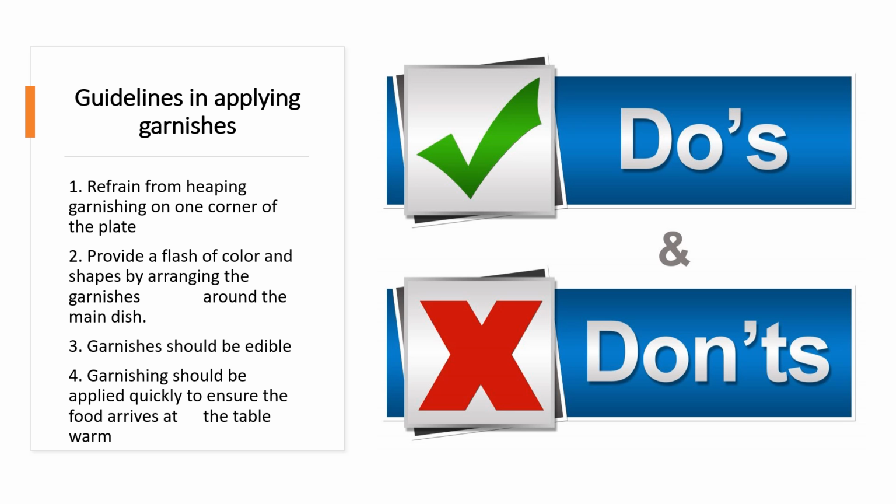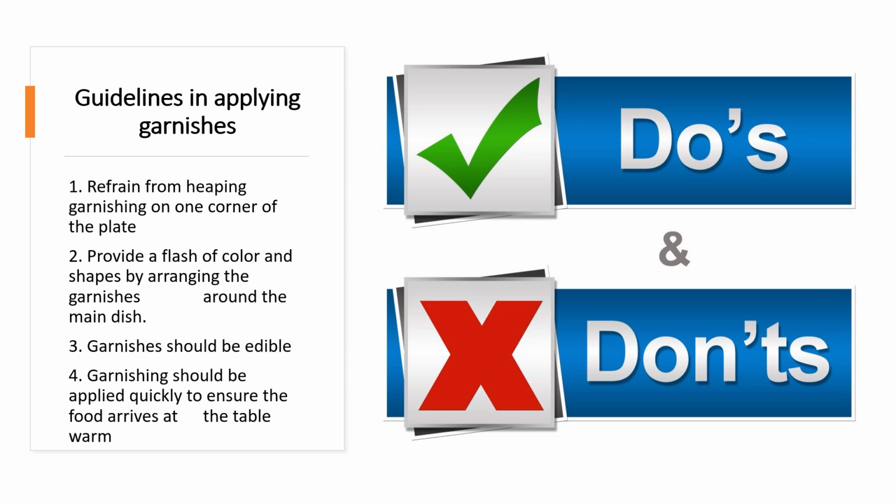Alright, so tatandaan natin, pag tayo ay gumagamit ng garnishing, hindi magandang tignan yung nakatumpok lang siya sa isang corner ng plate. Kailangan maganda yung pagkakalagay natin, nice and attractive to look at. And then yung colors and shape, i-consider natin kung ano ba yung ating main dish. Halimbawa, steak. So ano ba yung colors and shape na magmamatch doon sa steak?